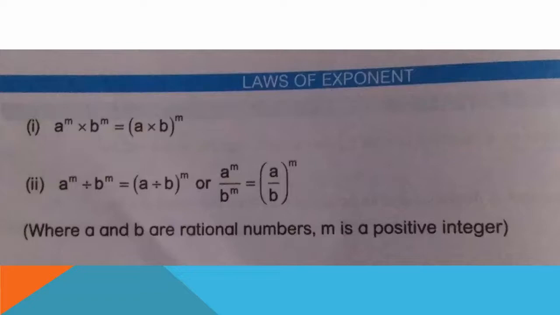Again, this is the reverse of the formula that we have already learned. Look at formula number 1. A to the power m multiplied by b to the power m will be ab to the power m, and a to the power m divided by b to the power m will be a divided by b whole to the power m, or a to the power m by b to the power m will give you a by b whole to the power m. So the same thing applies for both fractions and individual integers.